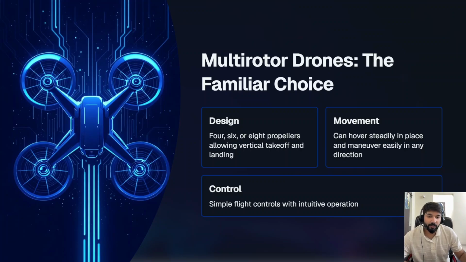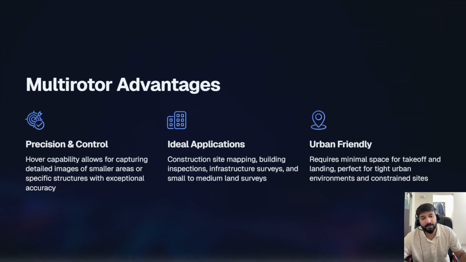Let's start with multirotor drones. Multirotor drones are the drones most people are familiar with. They typically have 4, 6, or 8 propellers which allow them to hover in place and maneuver easily. One of the biggest advantages of multirotor drones is precision and control.